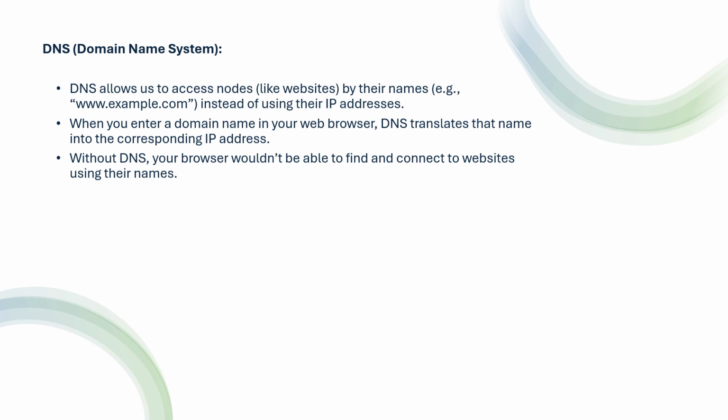Let's know about DNS. We can't always use IP addresses to access a node. So we use names like google.com, facebook.com to access the nodes. These are called the domain names of a web browser, like google.com and facebook.com. Here the DNS works to translate that name into the corresponding IP address.